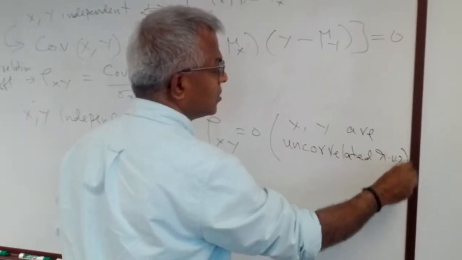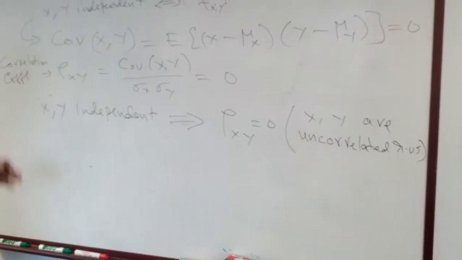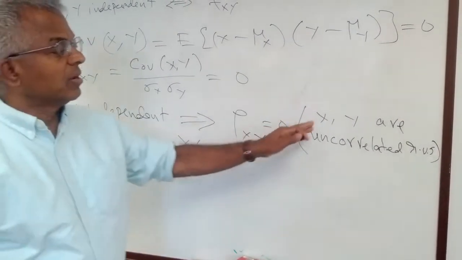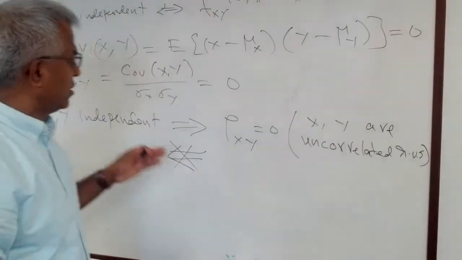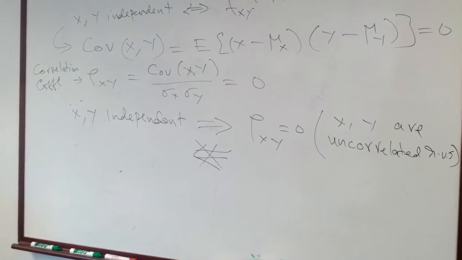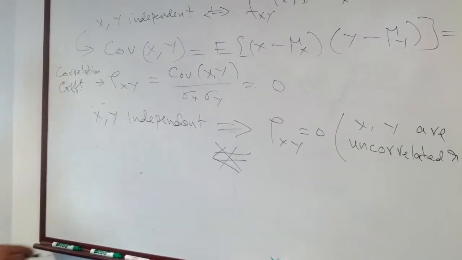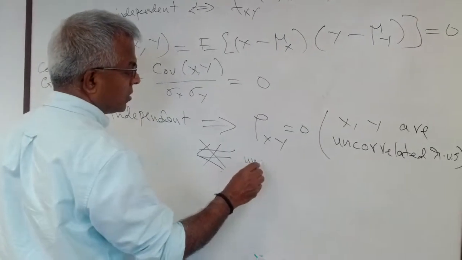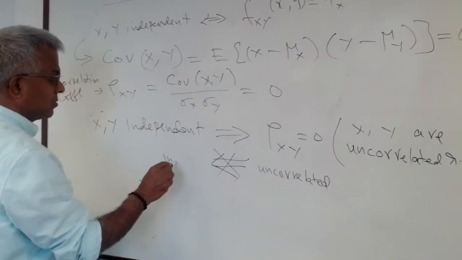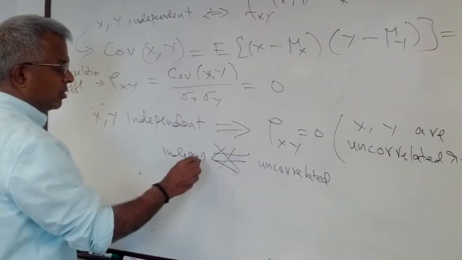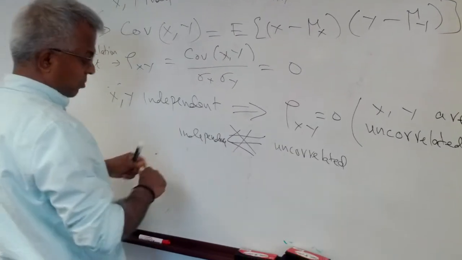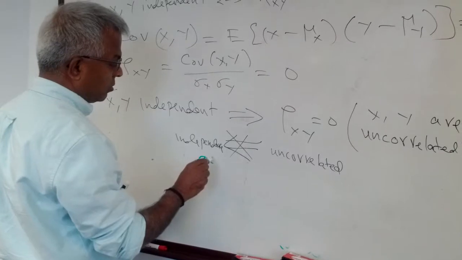And you can see that there is no reason to believe that it will be true the other way. So in general, this is not true. What I'm trying to say is that if two random variables are uncorrelated, they do not have to be independent. How do you show this? The best way is to show an example. So uncorrelated doesn't mean independence, except, of course, when x and y are jointly Gaussian.